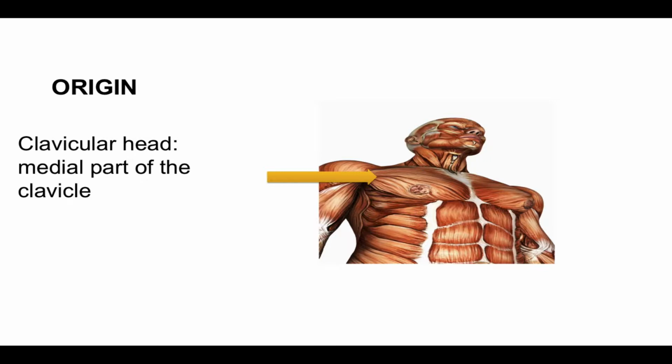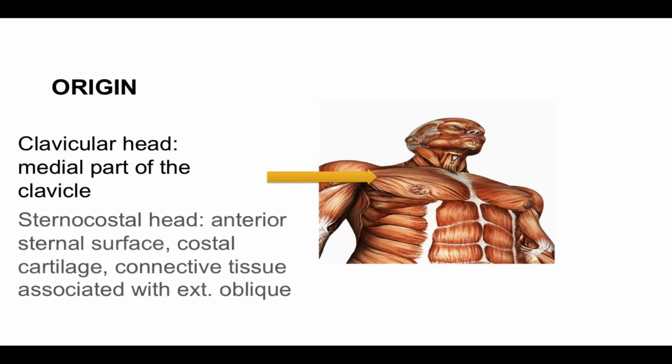This actually attaches to the medial part of the clavicle. And remember, the clavicle is the collarbone. And you can feel that located superior to this muscle, the pectoralis major, on yourself. Then we have a sternocostal portion. This is called that because it attaches to the sternum. That's the breastbone. And then costal cartilage.